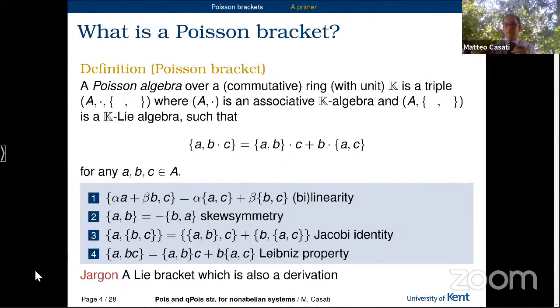Well, we have a Poisson algebra, which is a triple of an associative algebra and a Lie algebra with the Leibniz property, basically, and that's what we are always told. A slogan for this is that a Poisson bracket is a Lie bracket which is also a derivation of an associative algebra. That's a very basic idea, of course.